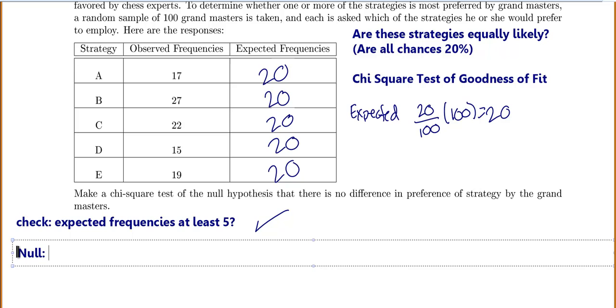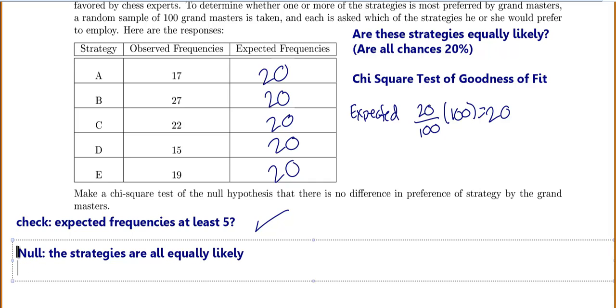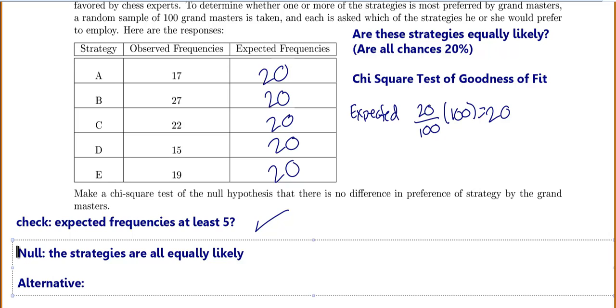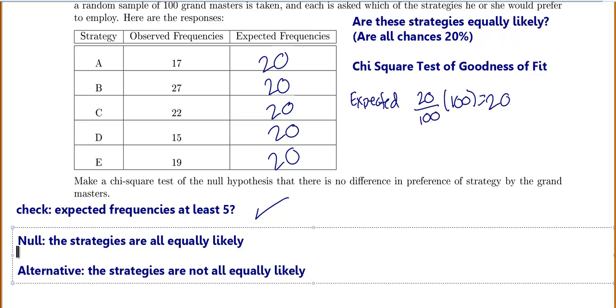Now for your null hypothesis, that would be that the strategies are all equally likely, and the alternative is that the strategies are not all equally likely. Now this won't tell us which one is most likely or which one is least or which ones are most. It would just tell us that they're not all equally likely.